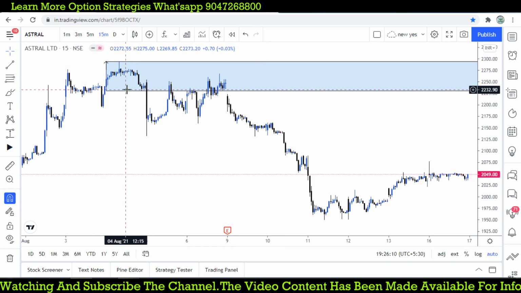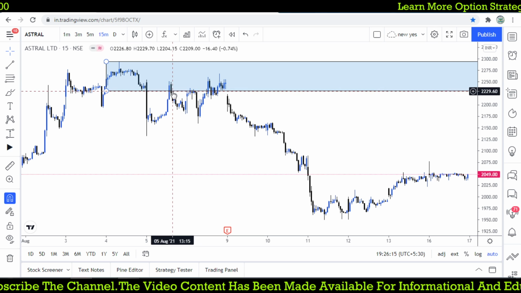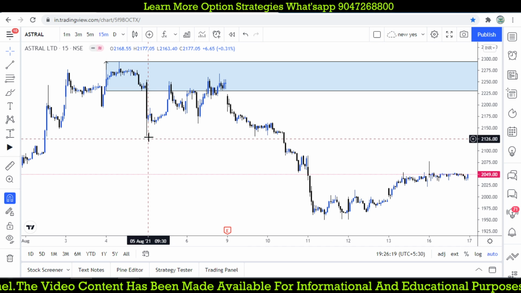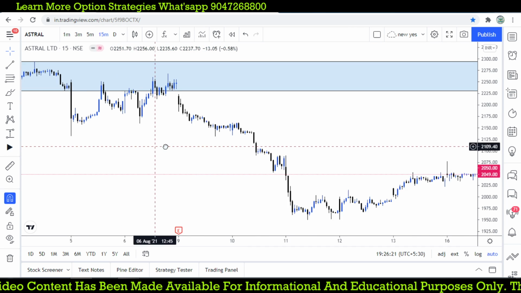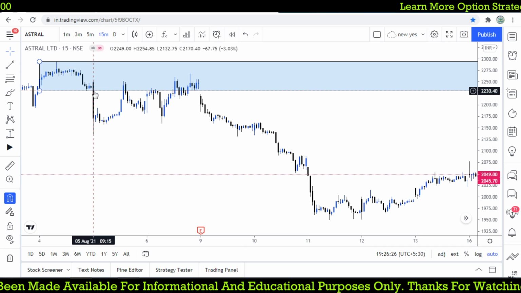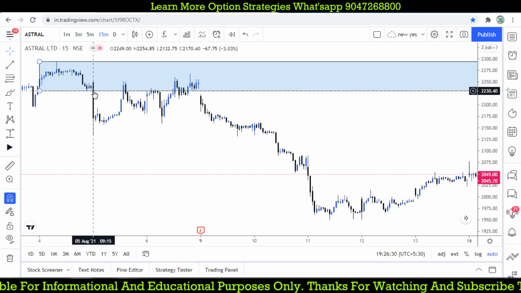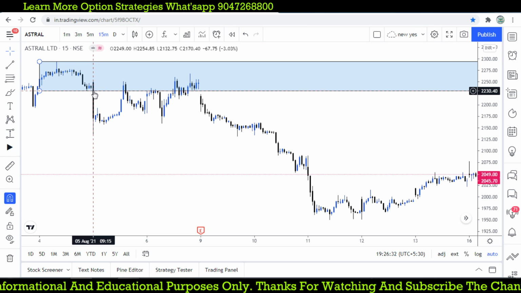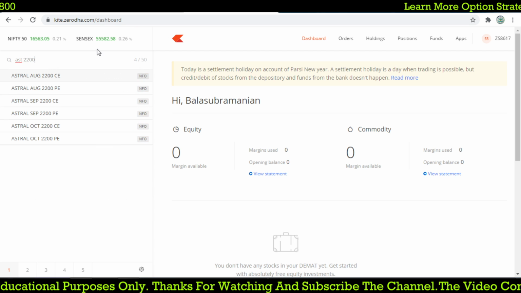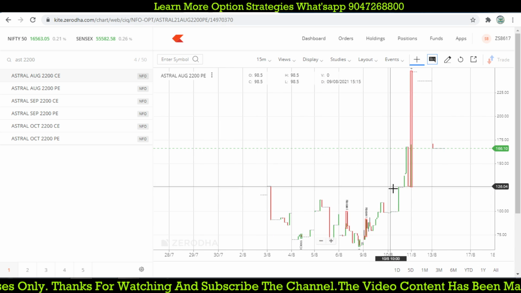So here on 5th August, where it happened, at the 5th August opening itself it triggers and moves down. At the opening itself, it gives you a sale opportunity, which is a buy opportunity in the put option. So let's take a put option of strike 2200, right? The 2200 put option on 5th August. Let's check it out.